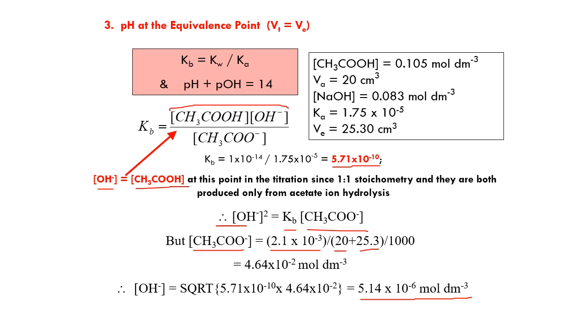When we have the hydroxide ion concentration, remember, we can't find pH directly from it, but we can find the pOH, which is the minus log of the hydroxide ion concentration, and then pH is equal to 14 minus pOH to give us 8.71 as the pH of the solution at the equivalence point. So you'll notice whenever we have a weak acid, strong base titration, the pH at the equivalence point is going to be greater than 7. So it's going to be more basic in nature.